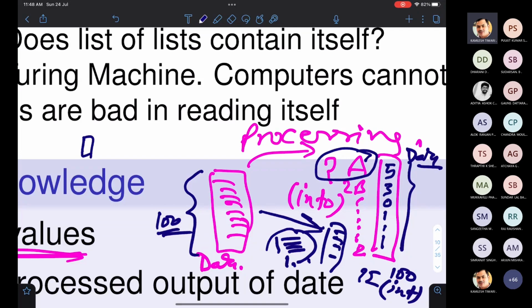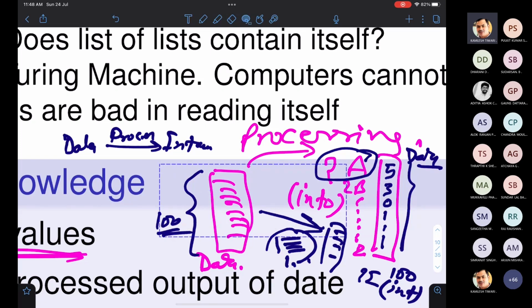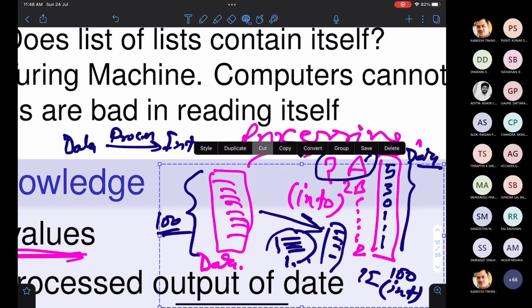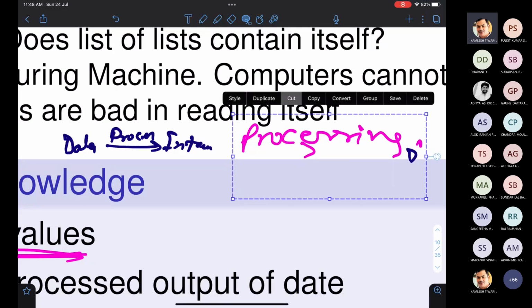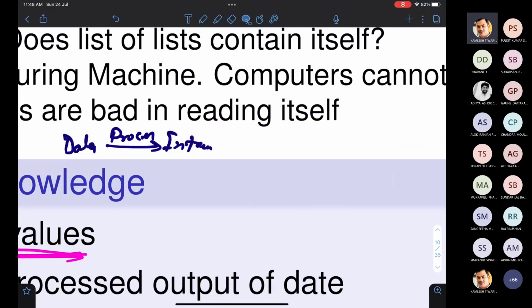Once again, there are two parts. One is called data, on which you do the processing and you get information. Any doubt on this? Any slightest doubt, if you have, please let me know. I have spent much time today. I don't know why.